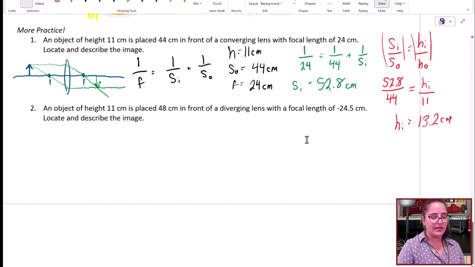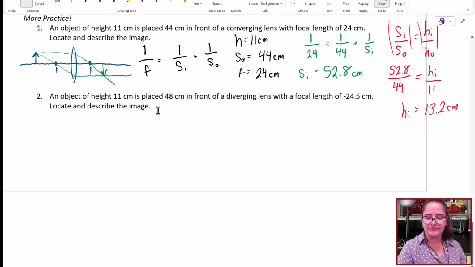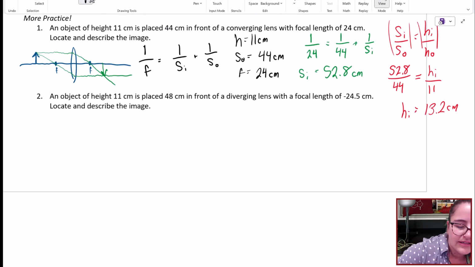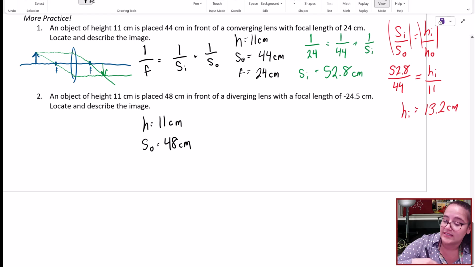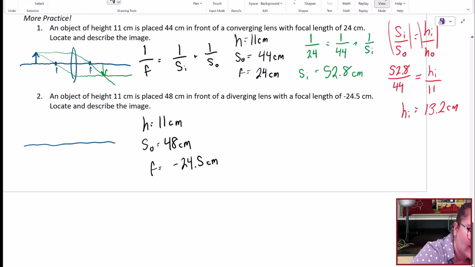So let's go ahead and try this one. This time we have the same height, 11 centimeters, placed 48 centimeters in front of a diverging lens. That's why we have that negative focal length of 24.5 centimeters. Let's go ahead and draw our quick sketch. Okay, and it's at 48 centimeters, so it's almost exactly at 2F.